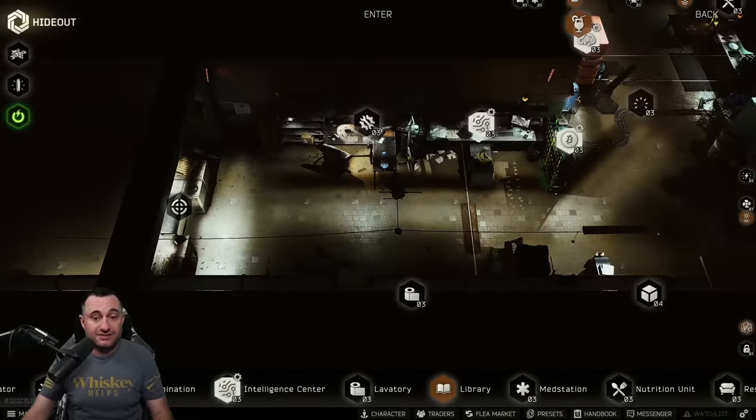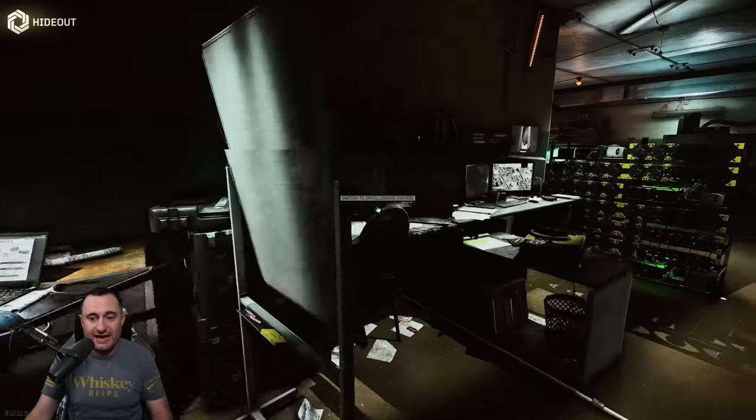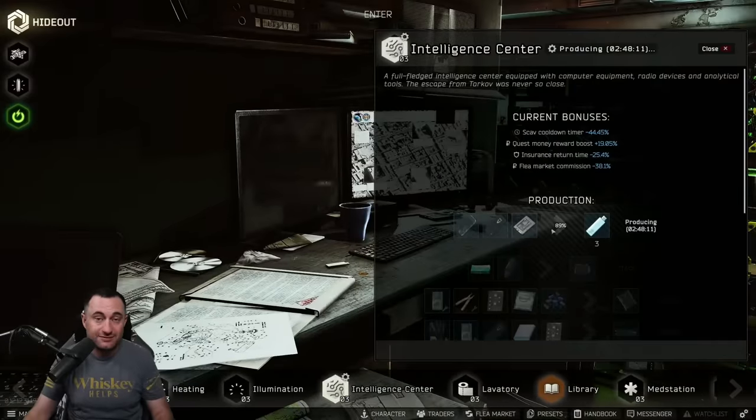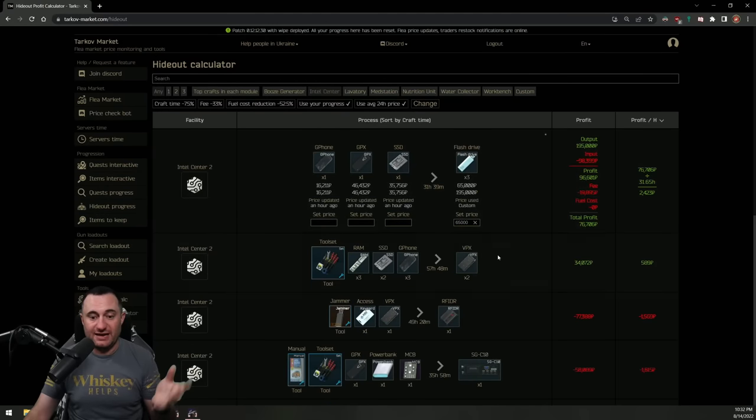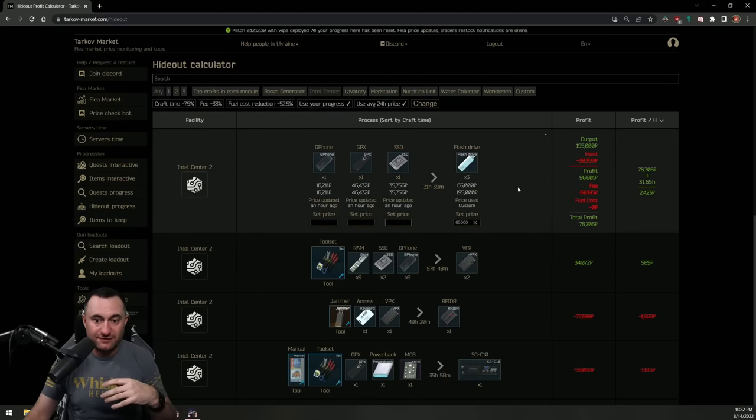Now, the Intel Center, we'll hop in there real quick, go look at that. It's pretty straightforward and simple. It's just thumb drives. You can craft VPXs and make money, but it's not much. I'm just always rolling thumb drives here, even though I miss out on that 1 point for cycling crafts. That's just because of the length of time, because it's 57 hours and 48 minutes for the VPX, even with just a little bit of skills in here.